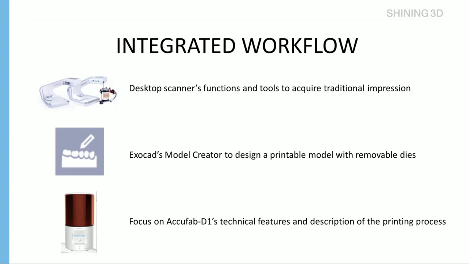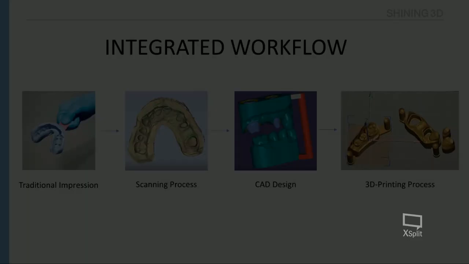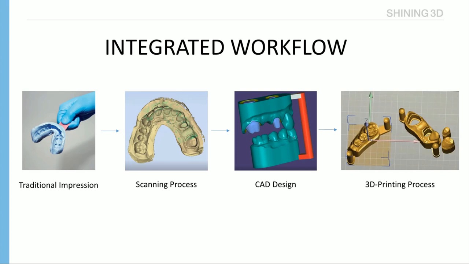Then, as the last step of the workflow, we will show how to print the designed model in the most efficient and performing way. As previously mentioned, the entire workflow will focus on the integration between Shining 3D devices and Exocad software. More specifically, we will start with an overview of the desktop scanner DSEX Pro, and we will rapidly see how to acquire a traditional impression following a very intuitive and user-friendly step-by-step process. After the scanning process itself, we will focus on the functions of Exocad Model Creator, and we will see how to create a printable model with removable dies using the STL file that we have obtained from the previous scanning process.